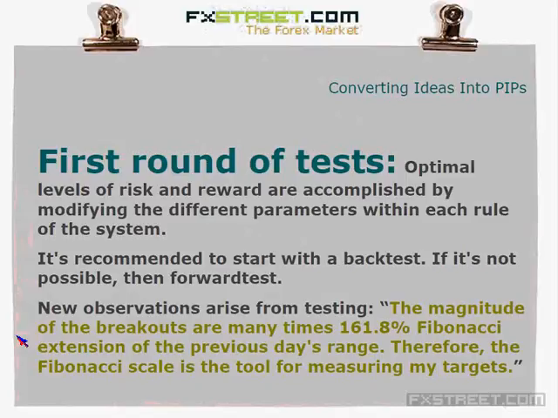So again, these optimal levels of risk and reward are accomplished by modifying the different parameters within each rule of the system. You start to modify parameters in the indicators and write down possible rules to capitalize on those breakouts. It's recommended to start with a backtest. If not possible, then obviously you choose a forward test.